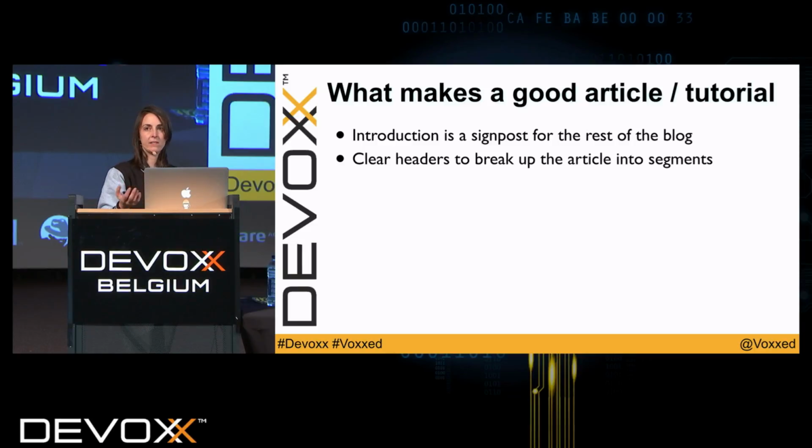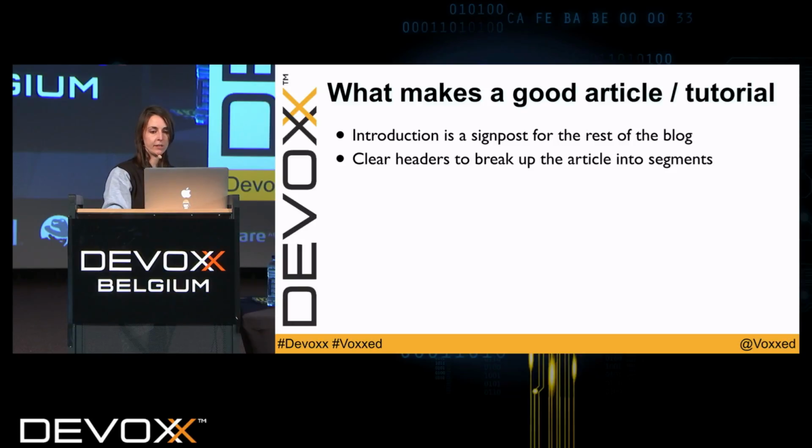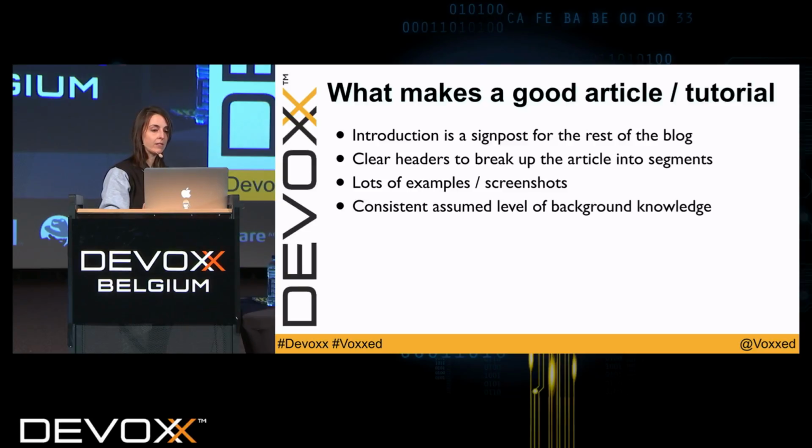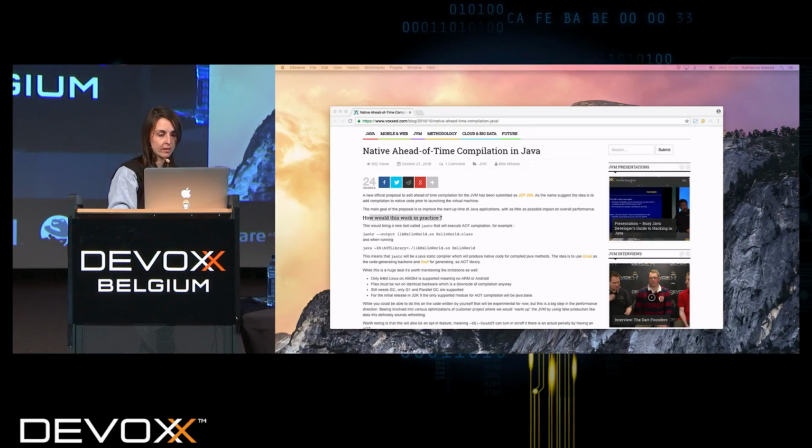Clear headers to break up the article into segments. If any of you read a blog post where it just looks like noise, especially if you have my attention span, you're immediately turned off reading the detail because there's just so much to go through. So headers are a really nice way of keeping your attention. Lots of examples and screenshots. A consistent level of background knowledge is really important. So if you're writing an article for experts, don't go into beginner details, and vice versa. And quotes or code examples and further resources at the end. So I'll show you an example of a really popular article.